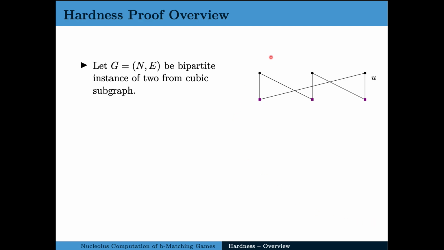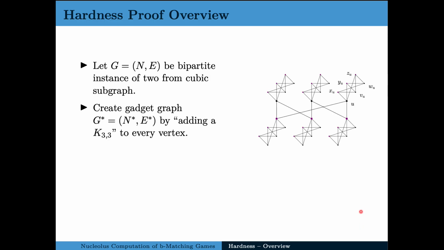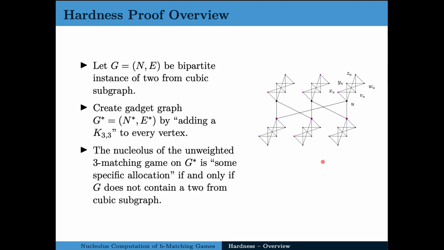Let's talk about reducing this variant to nucleolus computation. Let G be an instance of 2-from-cubic subgraph, say a graph we have over here. Let's create a gadget graph G star by adding a K_{3,3} to every vertex. What I mean by that is, for every original vertex u, we'll add 5 new vertices and connect them in a way that results in a K_{3,3} subgraph. The nucleolus of the unweighted 3-matching game on G star is some specific allocation if and only if G does not contain a 2-from-cubic subgraph.